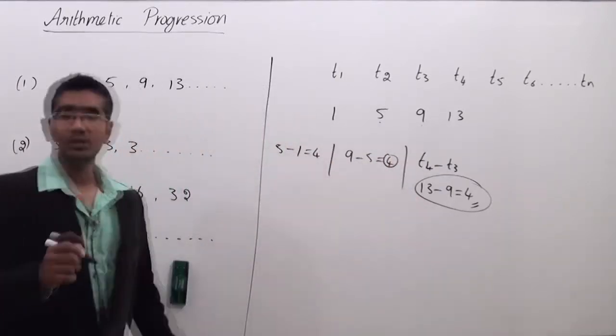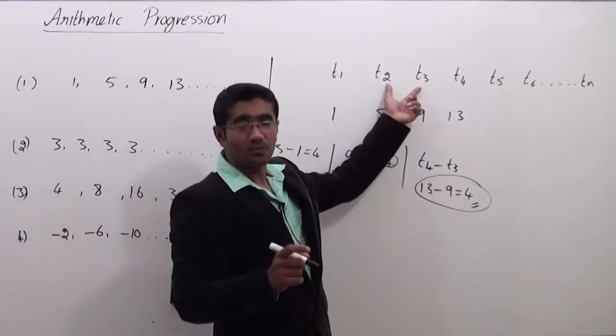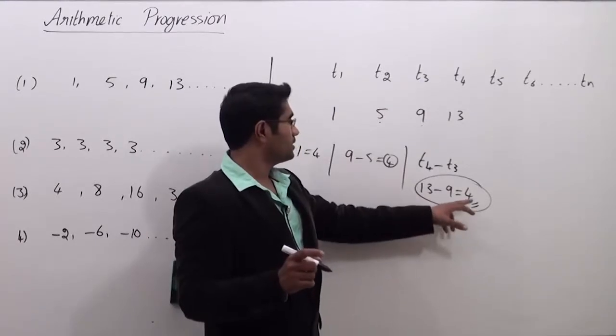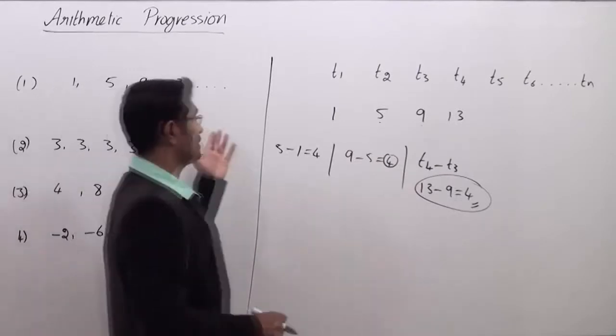What is the rule here? The rule is very simple: the difference between any two consecutive terms is constant. The difference is 4 in all the cases. That is the rule. The order is increasing.